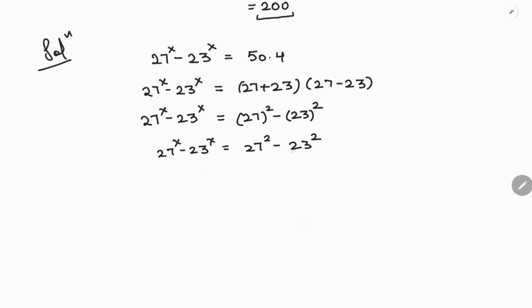Now you can compare. Whenever you have these kinds of question where it is difficult to calculate, you always try to compare. And in comparison, you always try to make the basis same. Okay. Here, if you compare these things, you will find that x is equal to 2. Okay. And we are done.